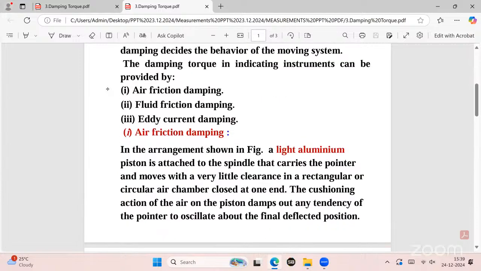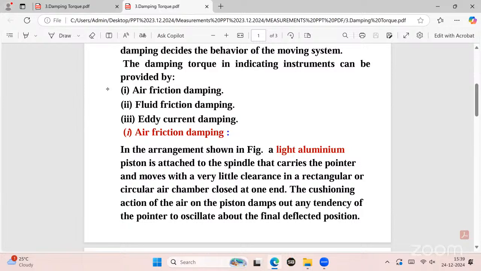Again, damping torque: air friction, fluid friction, eddy current damping. If you write all this, you will get 10 marks. Write the essentials of indicating instruments. How many torques are essential? Three torques. What are they? Deflecting torque, controlling torque, damping torque.